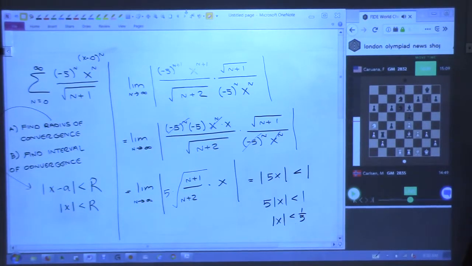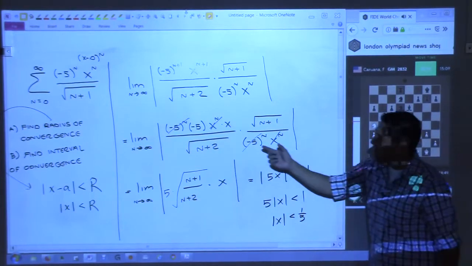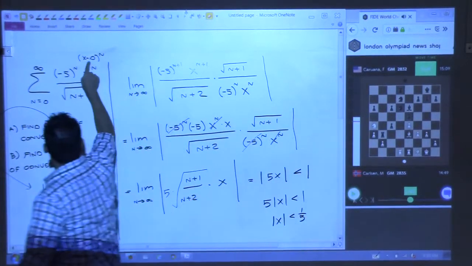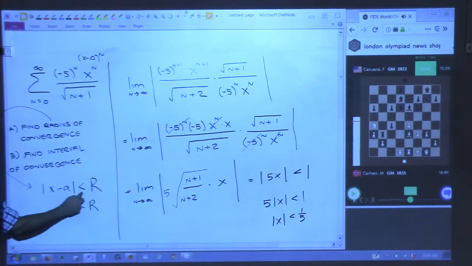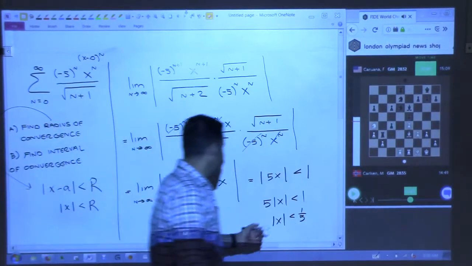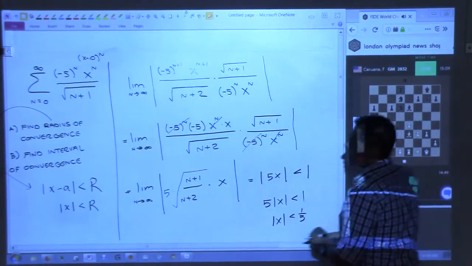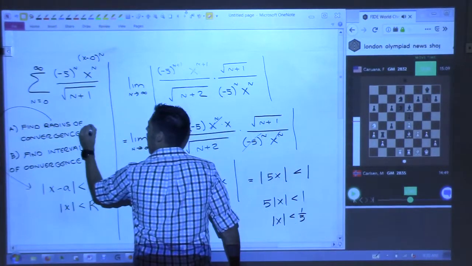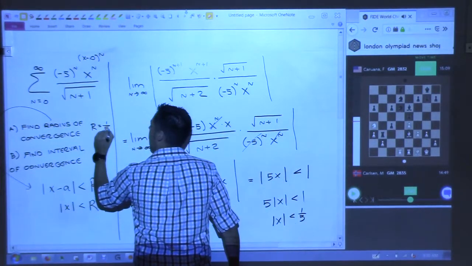Yes? Whatever number you get for a, you've got to make sure that whatever x minus a looks like over here, you make that less than some number. And then that number right there becomes your r. So what's capital R for us? 1/5. So we can answer this first part. Capital R is 1/5. That's our radius of convergence.